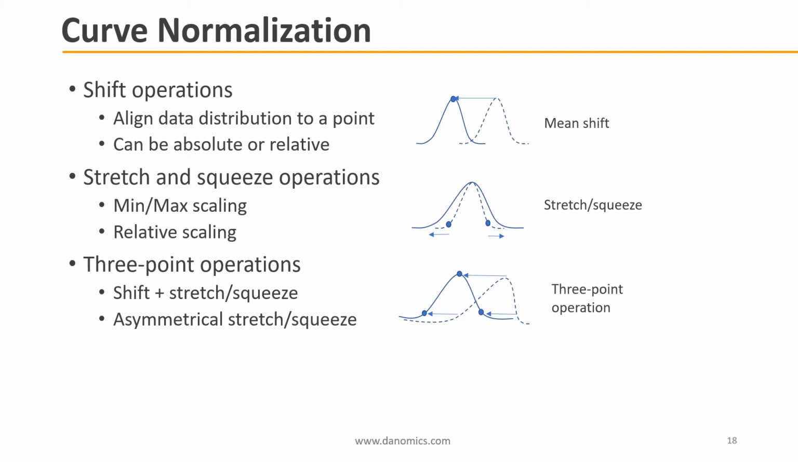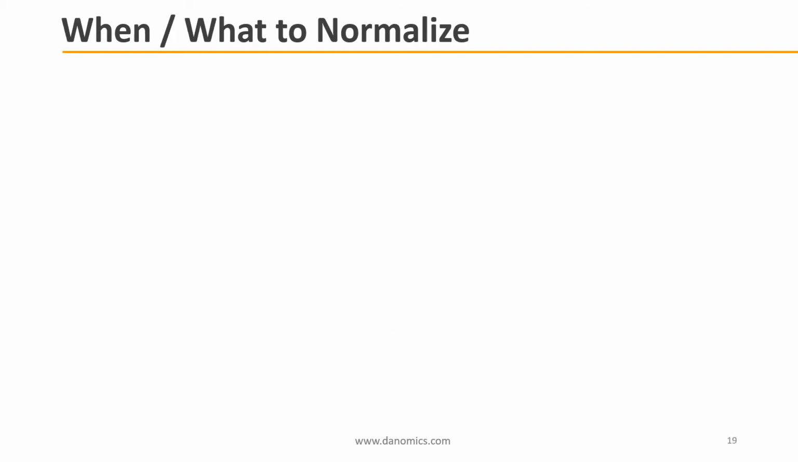There can be 2-point operations. These are stretch and squeeze operations. This could either be something like min-max scaling, or we stretch or squeeze the distribution from one well to match the distribution from another well. And we can even do 3-point operations where there's a stretching, a shifting, and a squeezing. This can obviously be asymmetrical. And when doing this, you need to think about what the consequences are. Could this be too aggressive? And there's always a question of when should we normalize and what should we normalize?